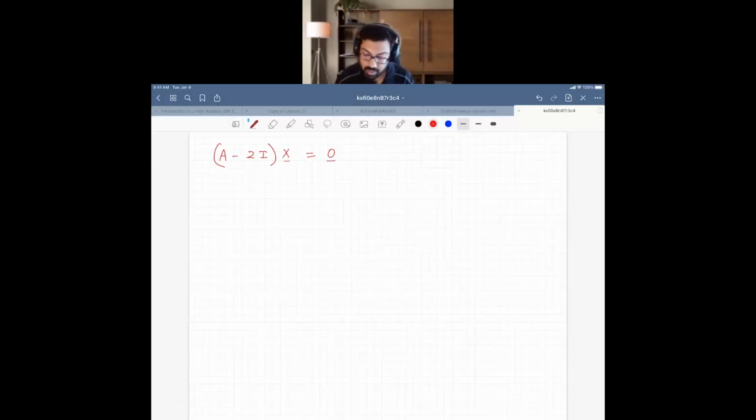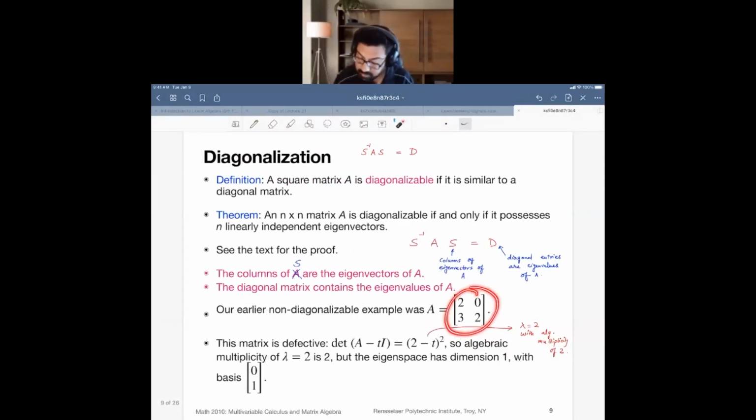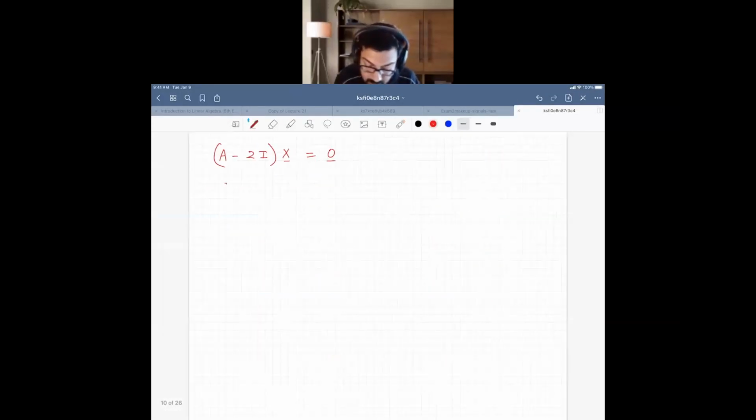What is A minus 2I? A is right here. When you do minus 2I, the diagonal entries go away. So essentially what you have is the rows 0, 0, 0 and 3, 0, 0. That's your augmented matrix. Now you can quickly switch the rows and divide the first row by 3, and you get 1 0 0, 0 0 0. Now you start reading off the solution.